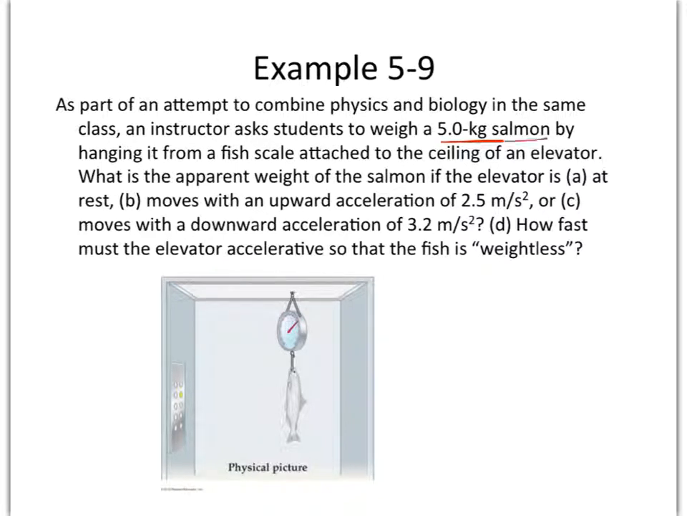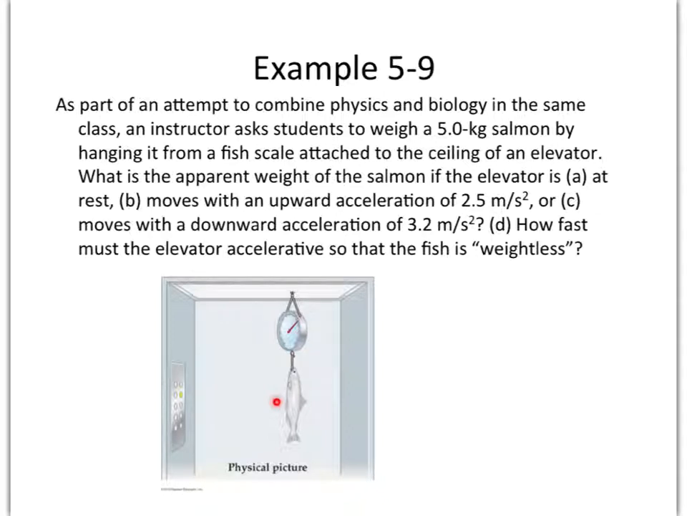So we've got a mass. It's got a mass of 5 kilograms. And so why put it inside of an elevator? Because an elevator is able to accelerate upwards. It's also able to accelerate downwards at various rates. And what that will do is cause the apparent weight of the fish to change.